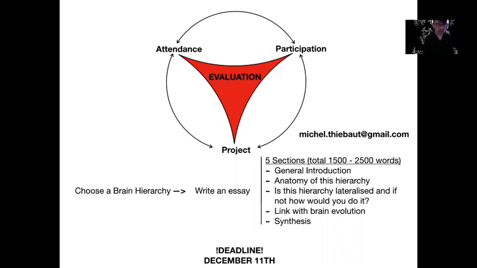And then every year, students write an essay. This is a little project. This year, I want you to write this essay about a brain hierarchy, the one of your choice. There are several different hierarchies that exist in the brain. Try to be original. This essay is organized in 5 sections, which in total will be 1,500 to 2,500 words, not including the references at the end of your document.